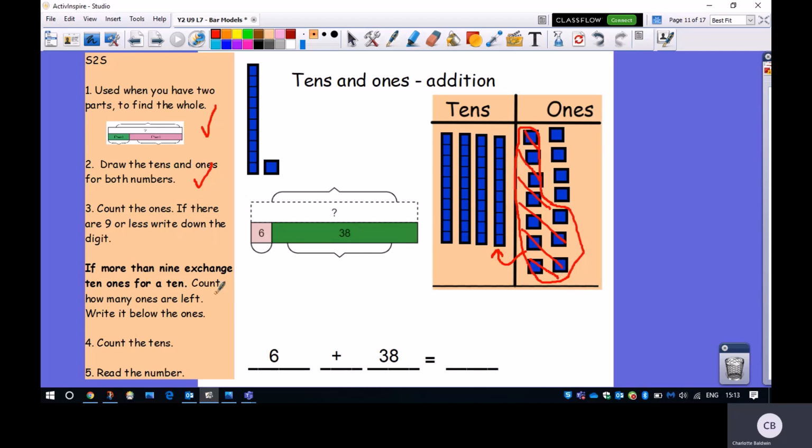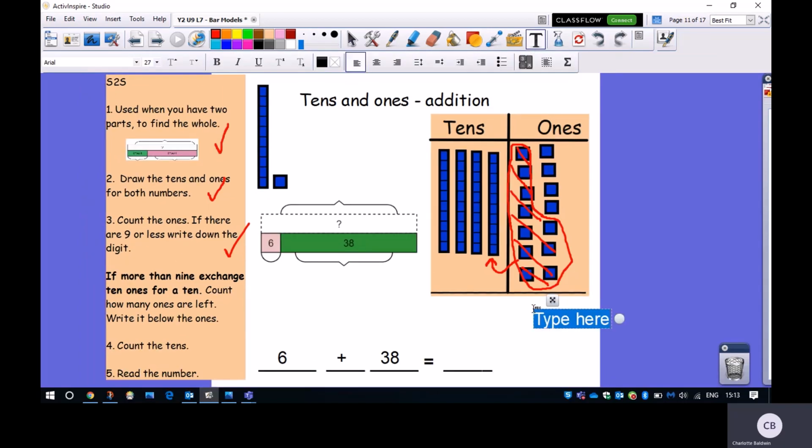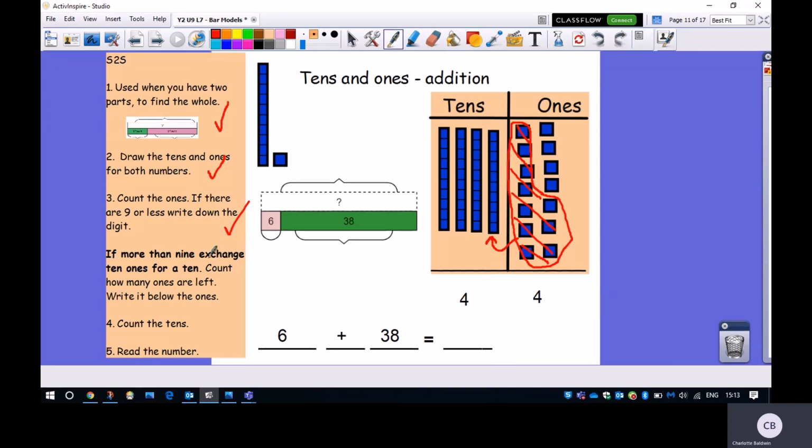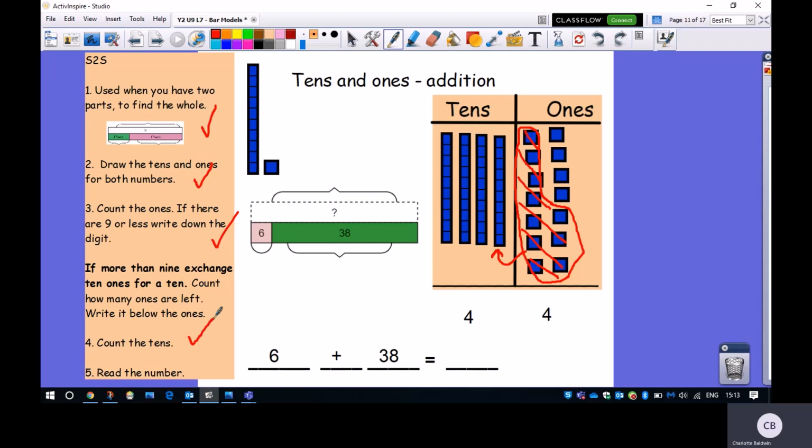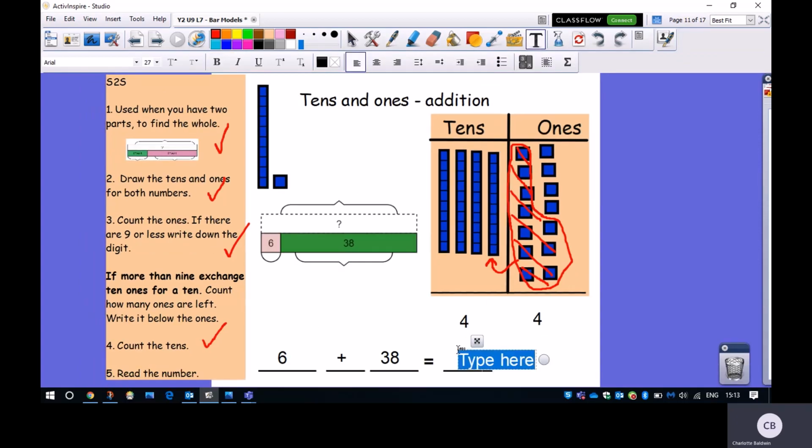Right. So I've done that. Now I need to count how many ones I've got left. 1, 2, 3, 4. That's fine. I can have 4 in there because I'm allowed to have anything 9 or less. So 4 ones. And now I need to count the tens. 1, 2, 3, 4. I've got 4 tens. What's my number? I've counted the tens. Read the number. 4 tens, 4 ones is the same as 44. So the missing part is 44.